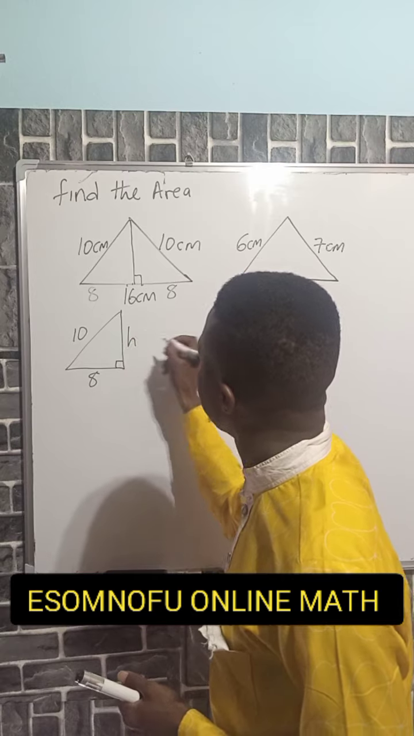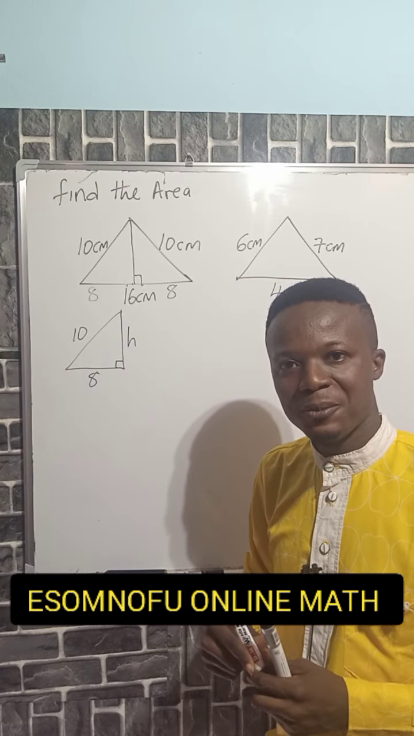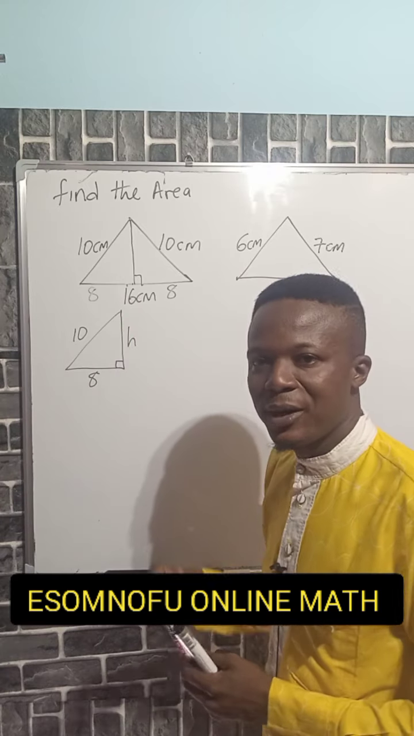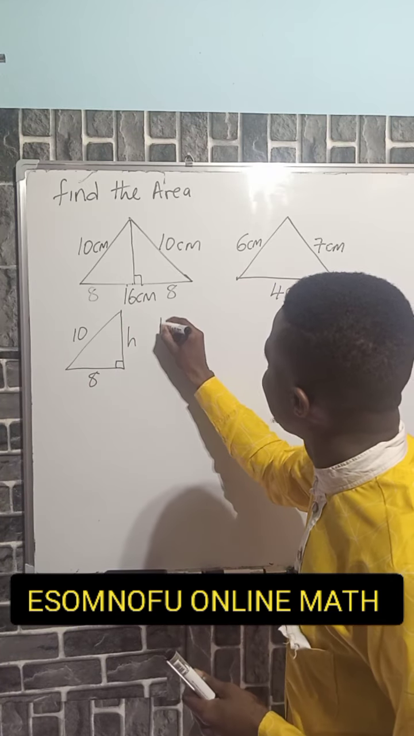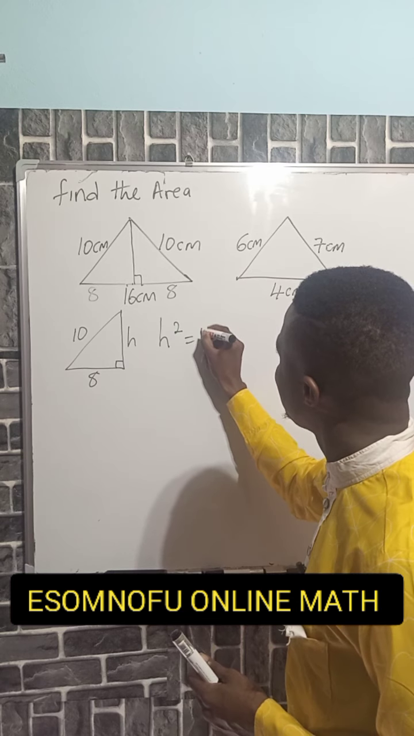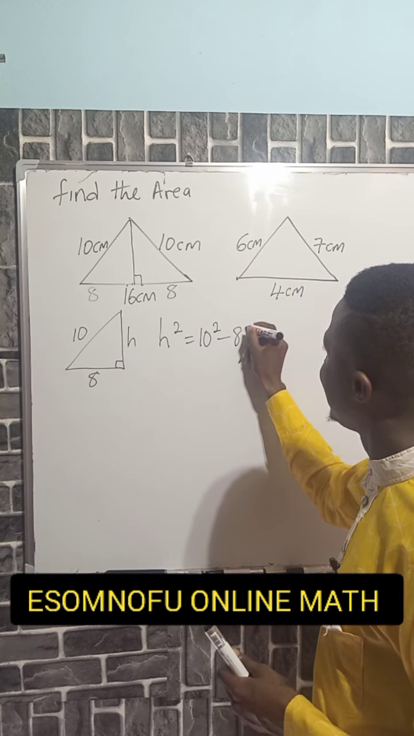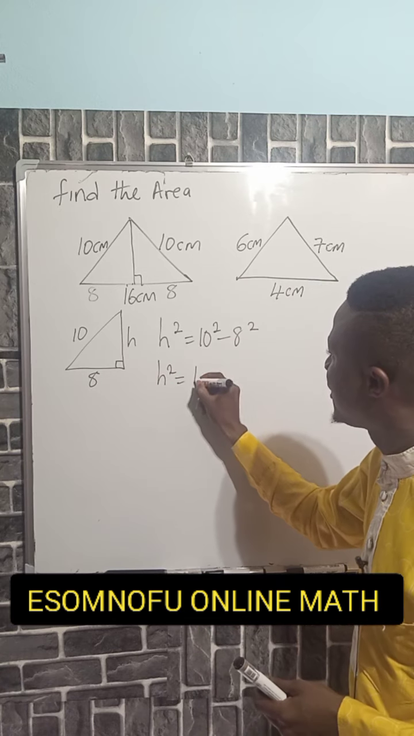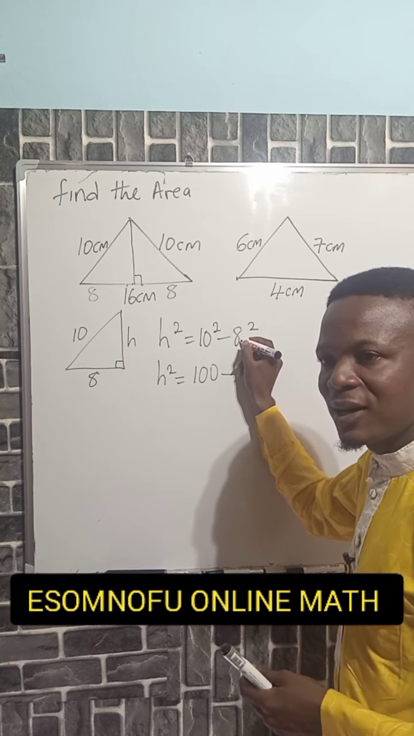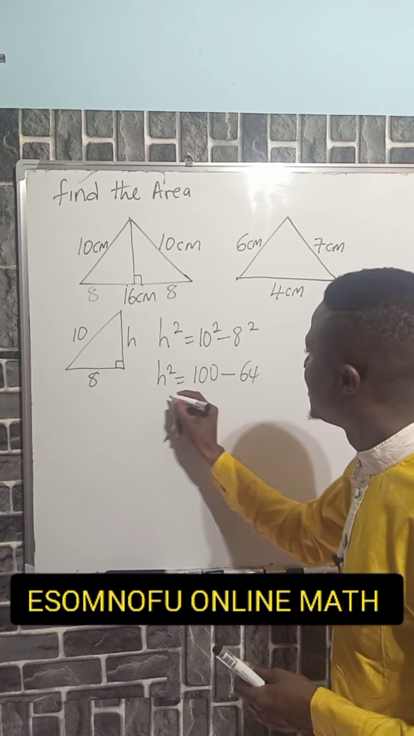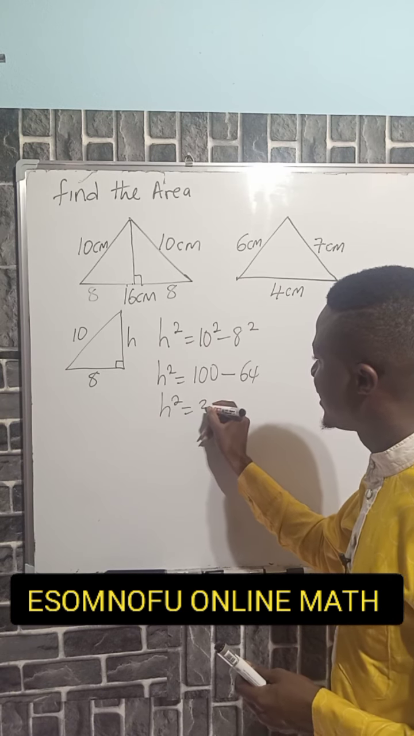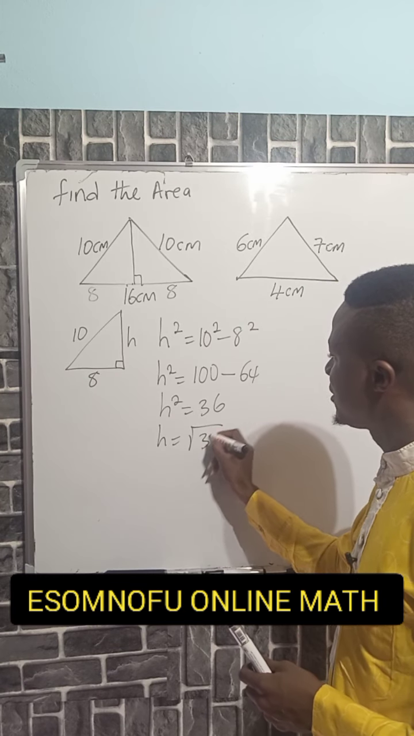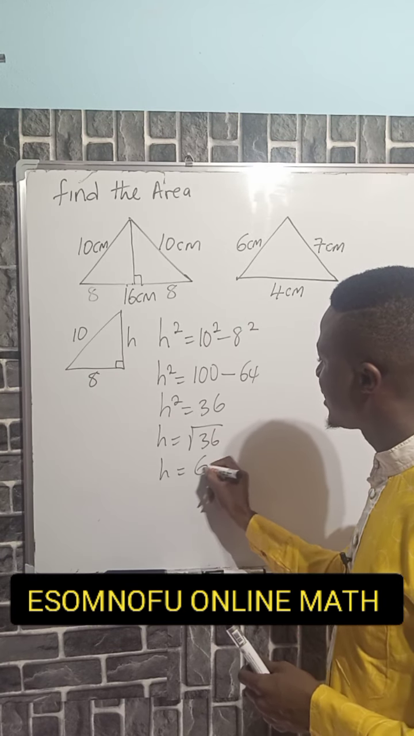So our height can be obtained using Pythagoras Theorem. And since it's not the hypotenuse that we are looking for, we have to subtract. So from Pythagoras Theorem, h squared is equal to 10 squared, take away 8 squared, and 10 squared is 10 times 10, which is 100. Take away 8 squared, which is 8 times 8, 64. When you subtract, you get 36. Then to get the value of h, you take the square root of both sides. And you've seen that h is 6 centimeters.